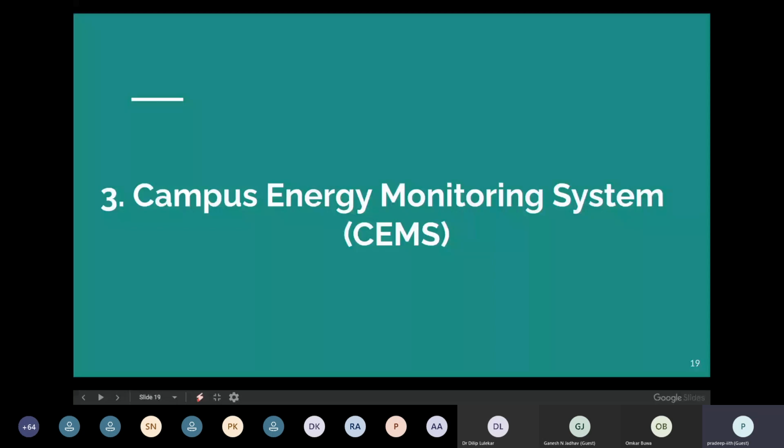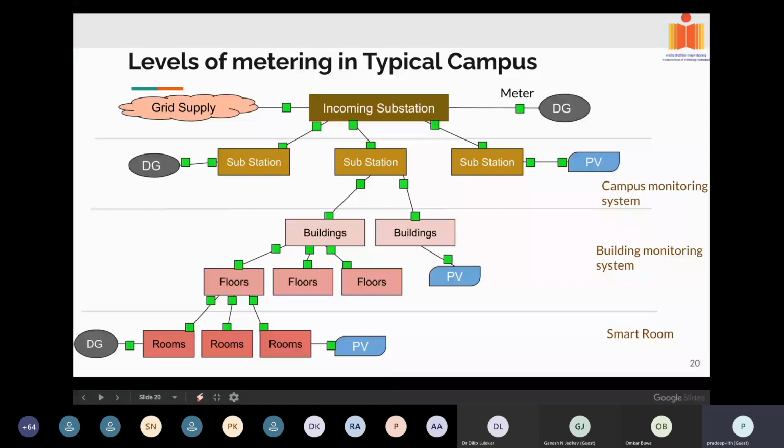Now, in slide 20, if you look at what kind of levels of metering there are. At the top left corner here, you can see a grid supply. The main grid supply comes into the campus. There will be one main meter, this green box. Here, at the main meter, the data is recorded, and based on this, the billing is done. Typically, this meter is provided by the electricity board, like Maharashtra Electricity Board or somebody. Now coming here, you have the incoming substation.